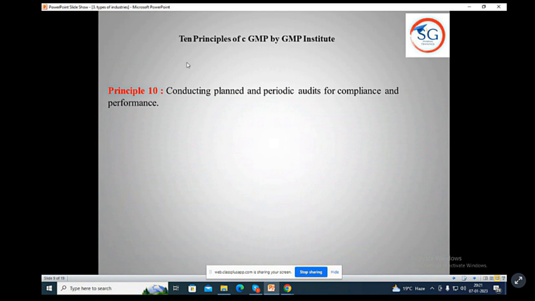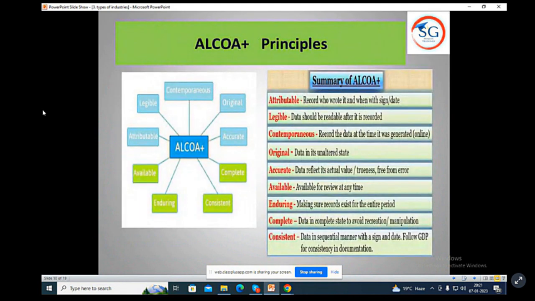Principle 10 is how you will maintain high quality now. You cannot believe anyone, right? So every time the quality assurance department should conduct self inspections, and periodic audits should be done for the other departments to ensure that they are functioning as per the SOP or written procedures. So till now these are the 10 principles framed by the GMP Institute that are to be followed in India. And next, we will discuss another concept.